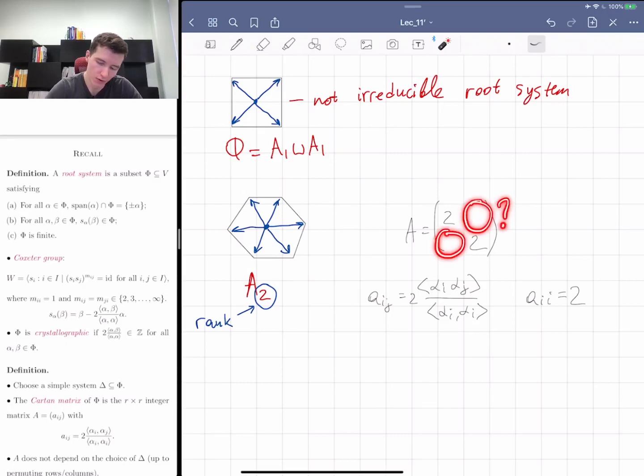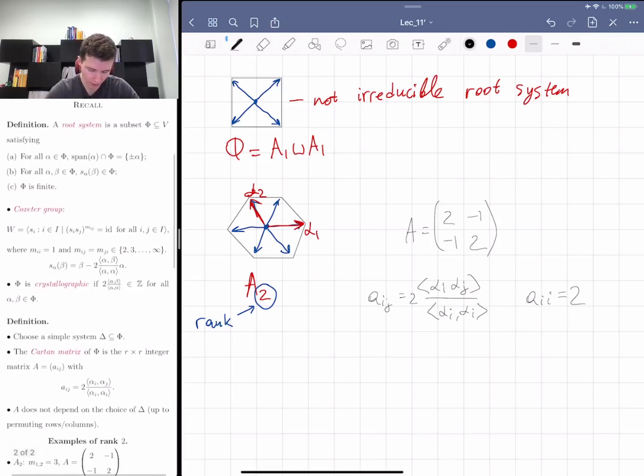For that I have to choose the simple roots, and there are many different ways. Let me just randomly decide that this is alpha 1 and this is alpha 2. And then I can choose the length of all roots to be, let's say, 1, and then the denominator is 1, but the dot product of these two guys is negative 1/2. So the entry of the Cartan matrix is going to be negative 1 here and also negative 1 here. And that's the answer. That's the Cartan matrix.